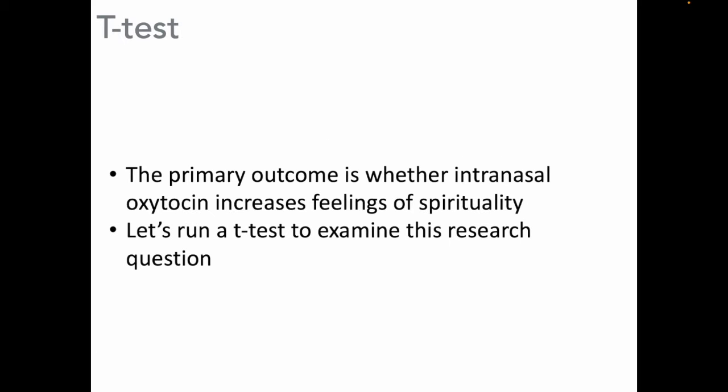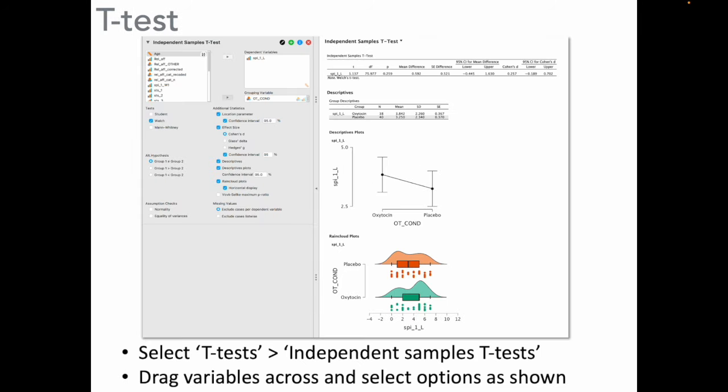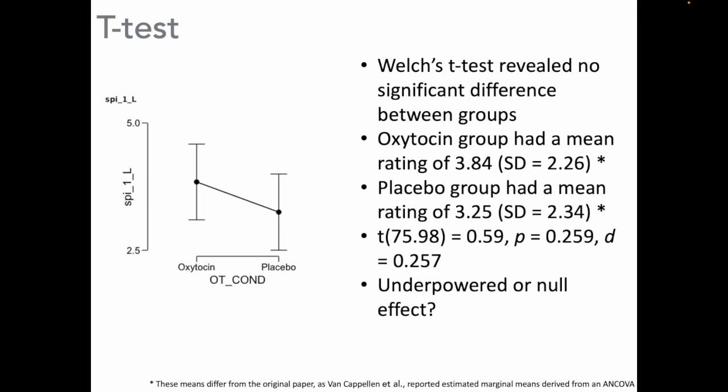One more example I use is looking at t-tests, which is another common test. Here we're looking at the primary outcome, whether intranasal oxytocin increases feelings of spirituality. We can do our conventional test. Even within JASP we can do very nice raincloud plots, which is part of the t-test analysis suite. You can drag across your variables into the grouping variable, in this case the oxytocin or OT condition, and the dependent variable, which is the report of how spiritual you feel right now.